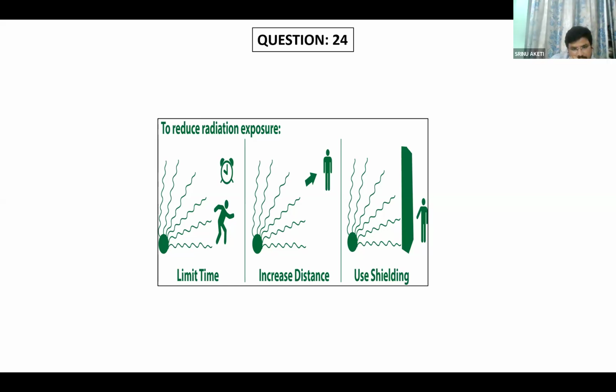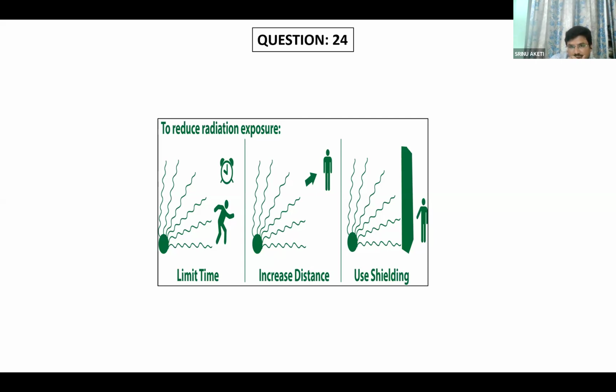Why? Because of stochastic effects. Do you have any fear about radiation, madam? I have, sir. It causes biological effects. There are 2 types of biological effects, deterministic and stochastic.